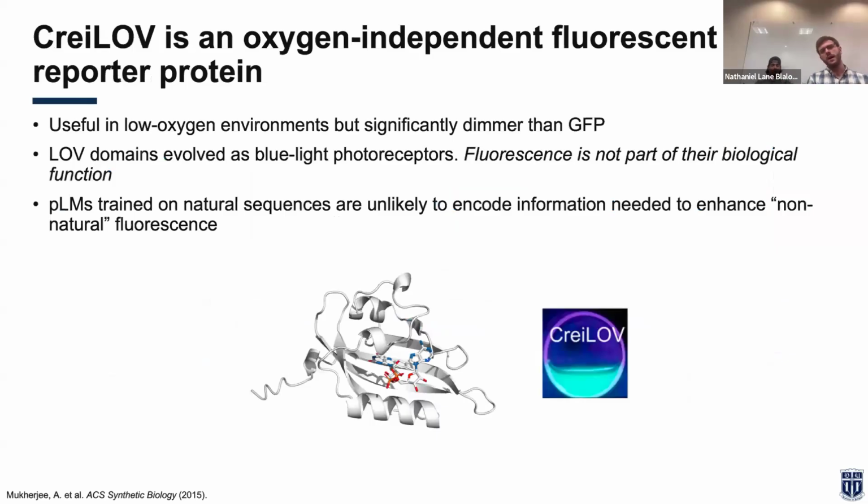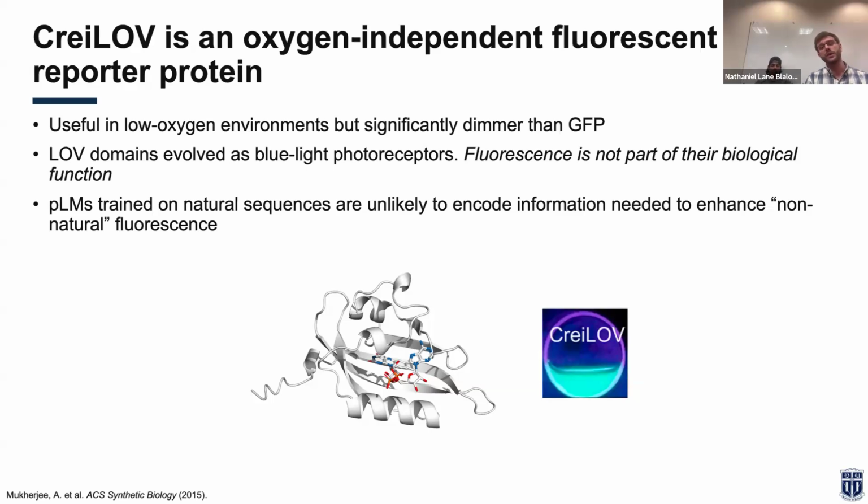But we wanted to verify in vivo if these results held up in the wet lab. And so what we chose as a target to engineer is CreiLOV. CreiLOV is an oxygen-independent fluorescent reporter protein, and it's uniquely suited for use in hypoxic or anaerobic environments where the ubiquitous oxygen-dependent green fluorescent protein, or GFP, is non-functional. And this makes CreiLOV a promising tool for applications in low oxygen settings, such as gut microbiomes, tumor microenvironments, and high density fermentations. So it's really quite useful to humans.